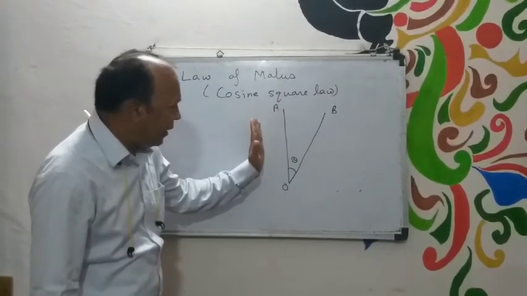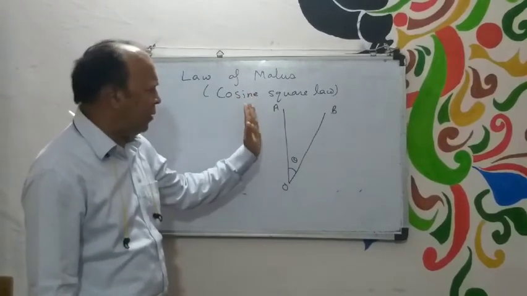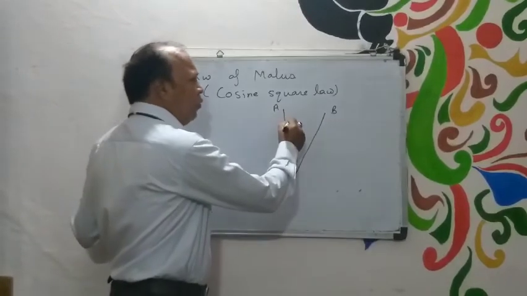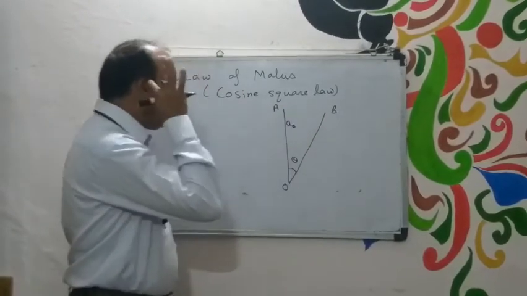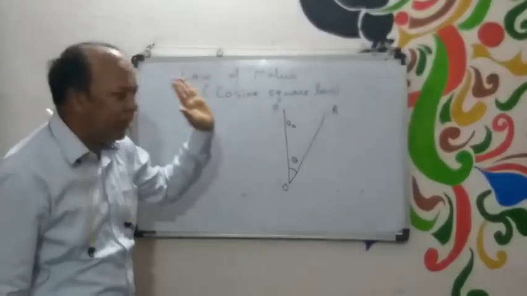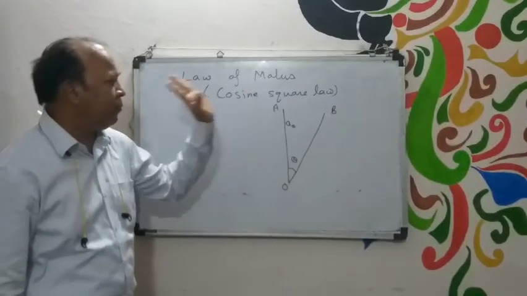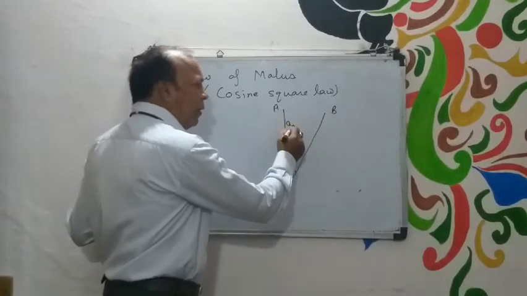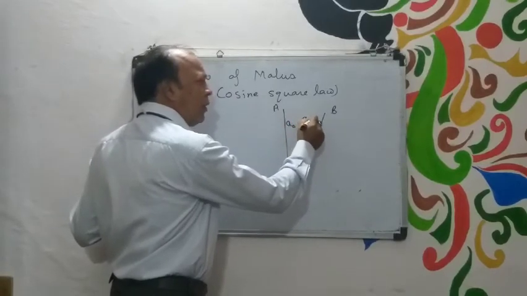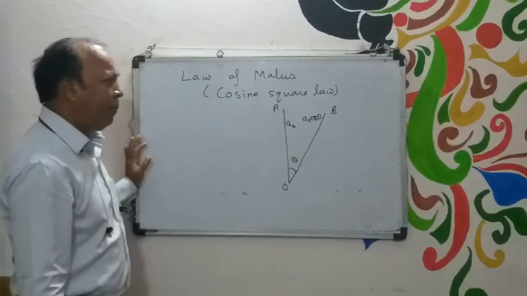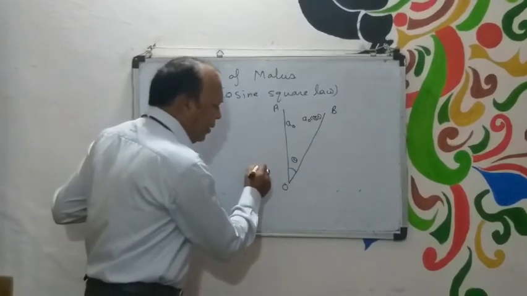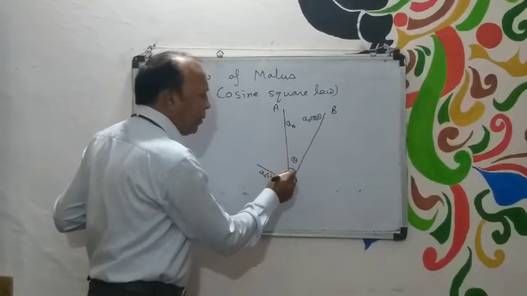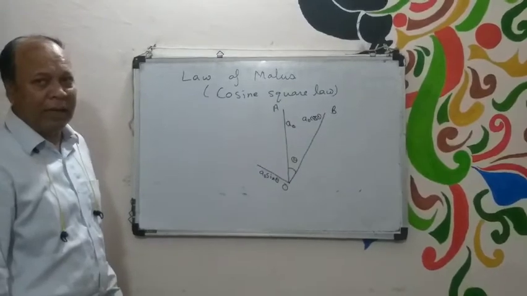So all optical vectors crossing through the plane of polarizer will be parallel to plane OA only. Suppose the amplitude is A naught. A naught amplitude is crossing through the plane of polarizer OA. So what about OB? The component A naught cos theta will be parallel to OB, and the component A naught sin theta will be perpendicular to the plane of analyzer.